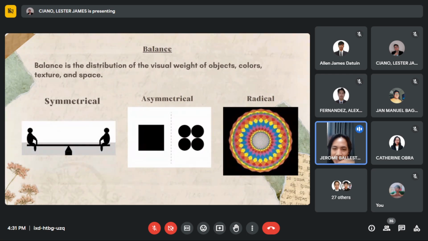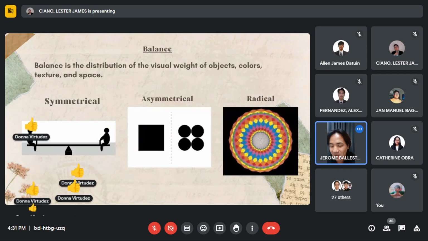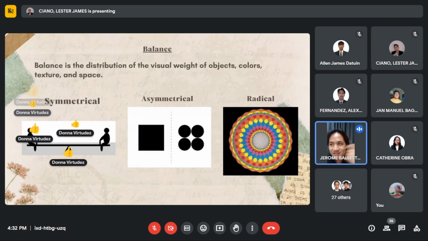Pag sinabi natin symmetrical, okay, look at your face. Tingin kayo sa salamin. Tingnan ninyo yung left side and right side ng inyong mukha. Pantay na pantay ba? Meron bang mata? Meron bang ilong? Meron bang kalahati ng iyong lips? At meron ka bang tenga? Kung meron, then you are balanced.